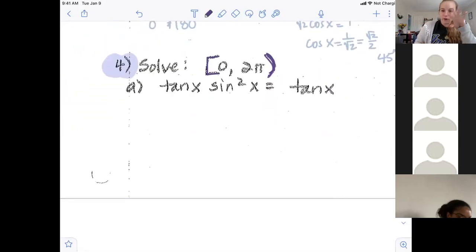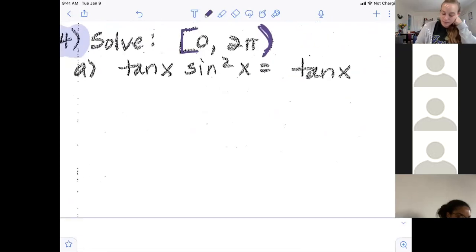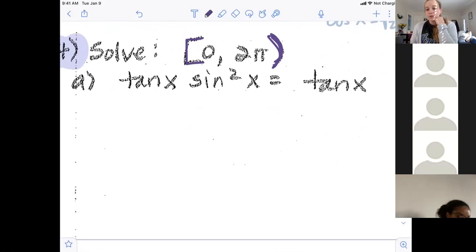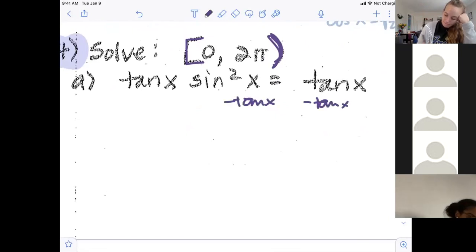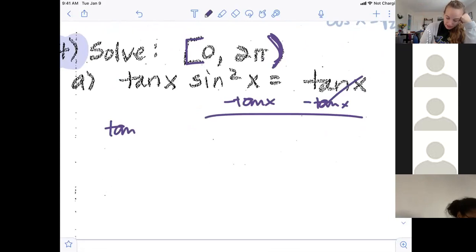All right. So we've got 4 problems like this where we're going to solve and get x by itself. So let's start here. Just like we were doing above with my degrees, I'm going to get everything to one side. So I'm going to subtract tan x on both sides. I've got tan x sine squared x minus tan x equals 0.